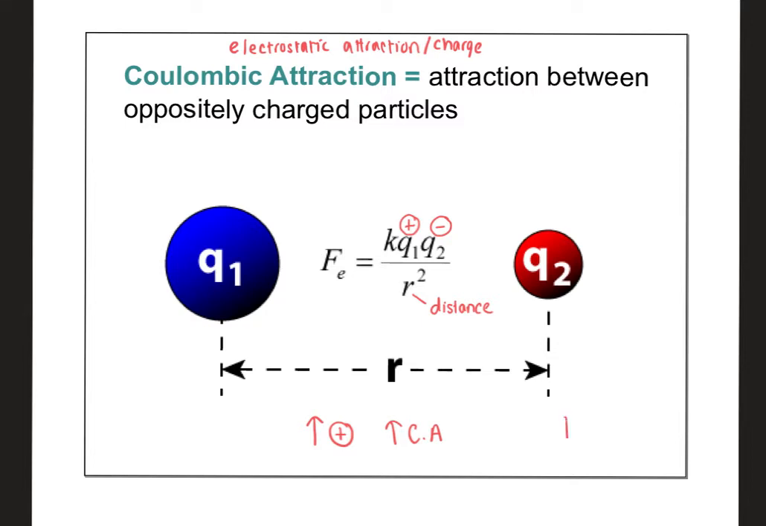Also, if I increase the distance, so maybe I have my nucleus, but my electrons are now moving farther away from the nucleus. When I increase the distance between the positive nucleus and the electrons, my Coulombic attraction goes down. Picture magnets again. If I move those magnets far away from each other, there's less attraction between them.